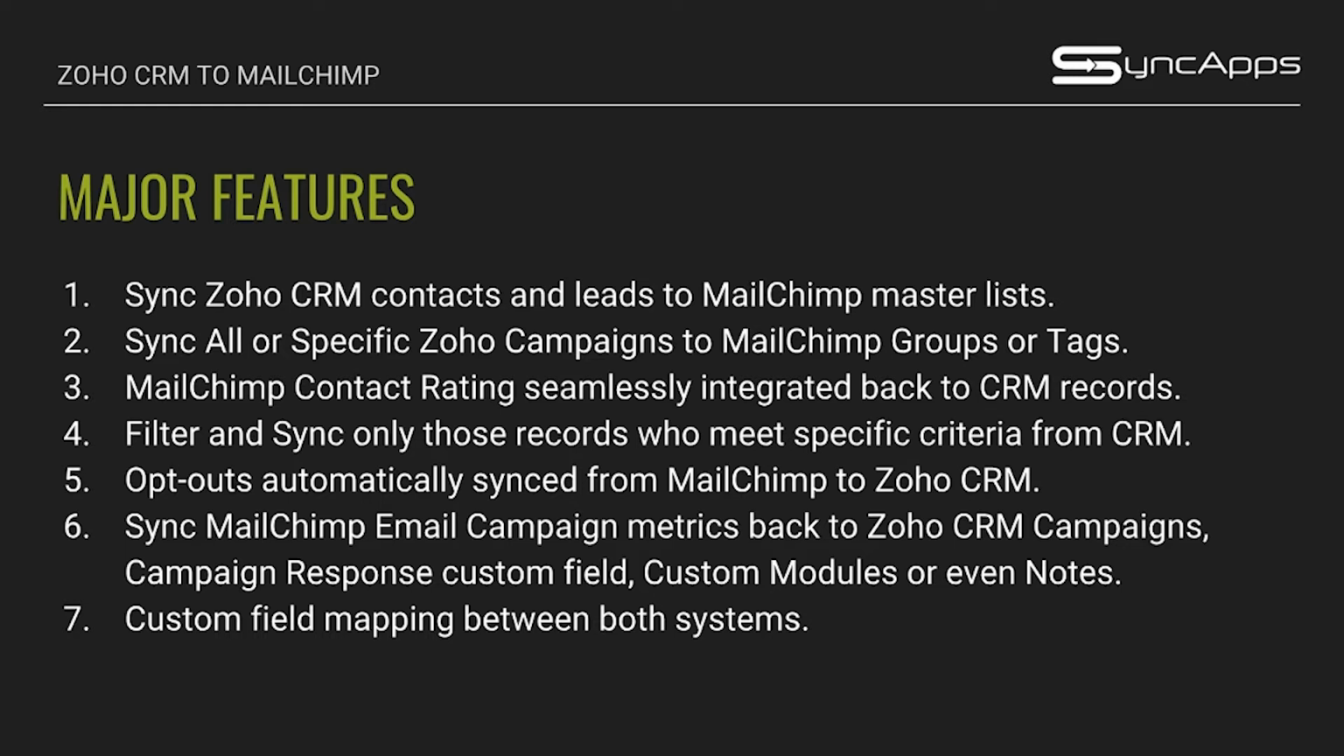You can also sync those automatically opt-outs from Mailchimp to Zoho, and you can even bring back your email campaign metrics from Mailchimp to your Zoho CRM campaigns. Lastly, you could also integrate some custom field mapping between both of your systems.